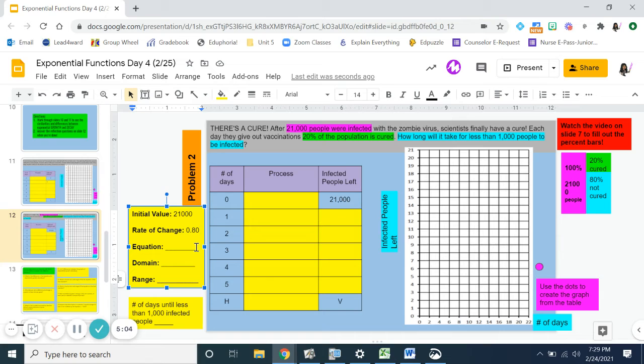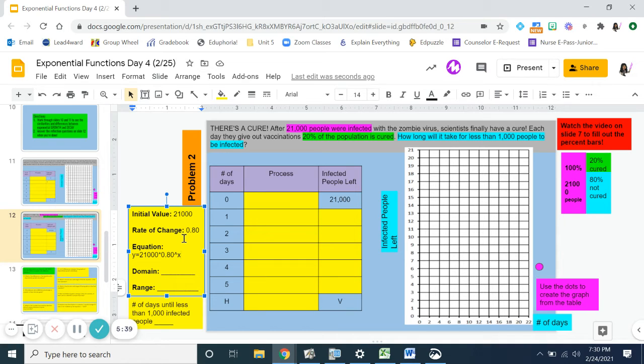So I'm going to put that equation together, and that equation is actually going to be y equals 21,000 times, right, because that's going to be our starting point, 0.80. And then to get to the power, you hit shift number 6 on your keyboard. That gives you your little power button to the power of x. So we have our initial value times our multiplicative rate of change to the power of x.